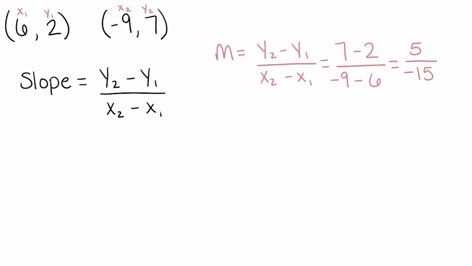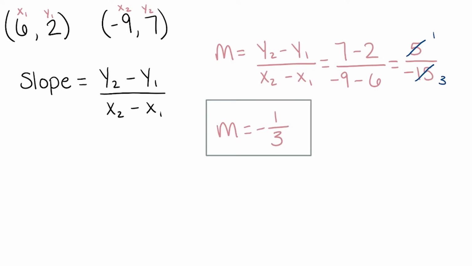5 over -15 can be simplified because both 5 and 15 are divisible by 5. So let's simplify this fraction. 5 divided by 5 would leave us with 1, and 15 divided by 5 leaves us with 3. This means our slope for the line between these 2 points is -1 over 3.